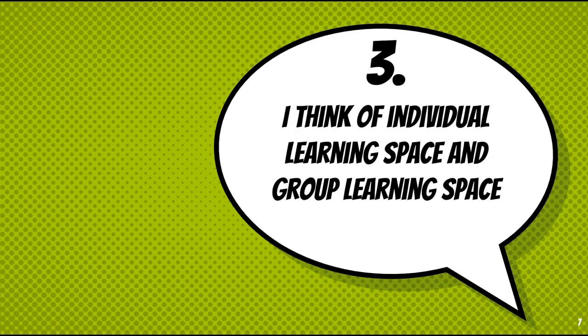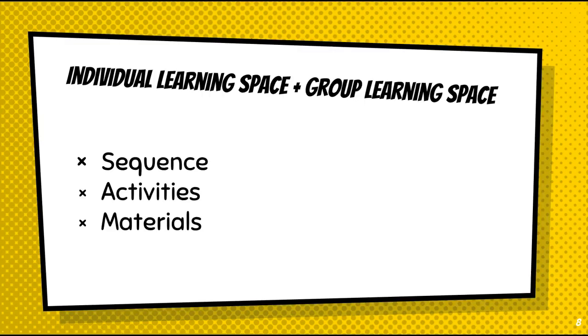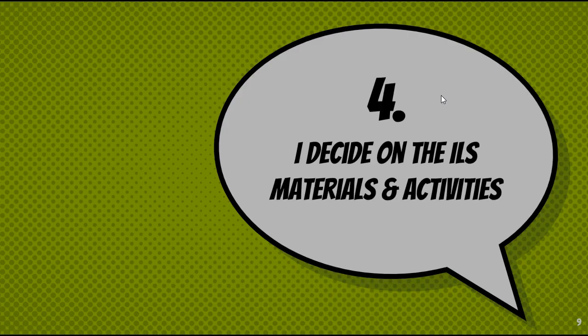The third thing is I think of individual learning space and group learning space. So what is the sequence that I want to have, what are the activities that I'm going to do, and what are the materials that I'm going to use in each one of the spaces. Regardless if I'm doing an in-class flip or a traditional flip, I will think of both spaces because I need to think also of low-order thinking and high-order thinking skills. So I think of low-order thinking as the individual learning space and high-order thinking as the group learning space. So that helps me craft the whole lesson in my head.